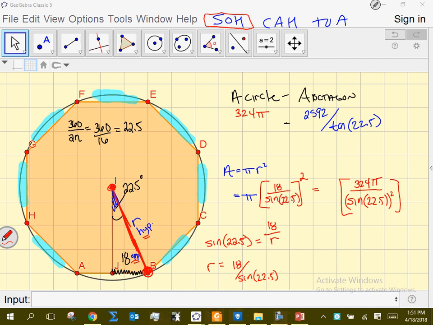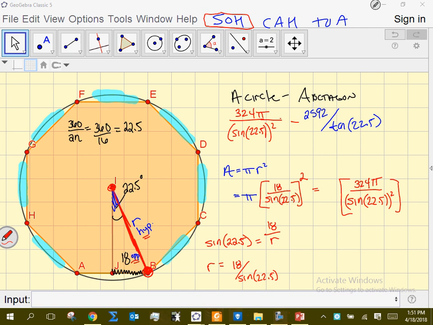324 pi over... Now, can we change pi to 3.14? Nope. We're never going to change it to 3.14, because that is another situation where we get rounding error that we don't want to have. Okay?